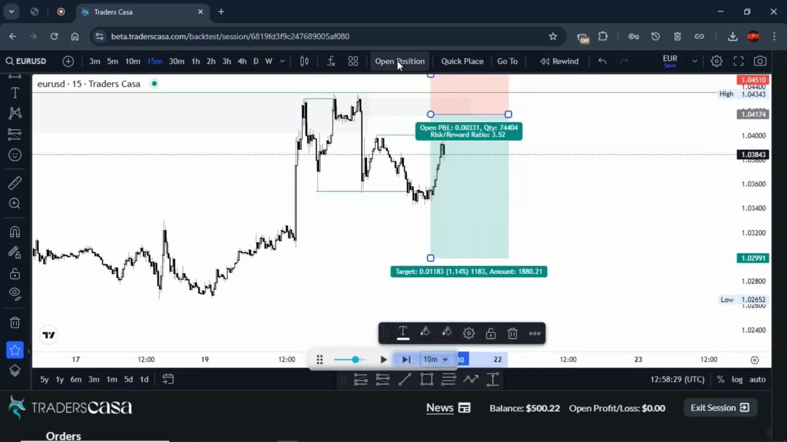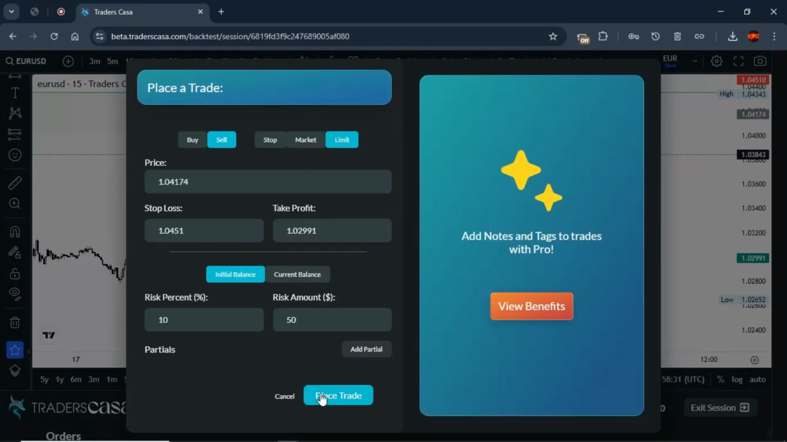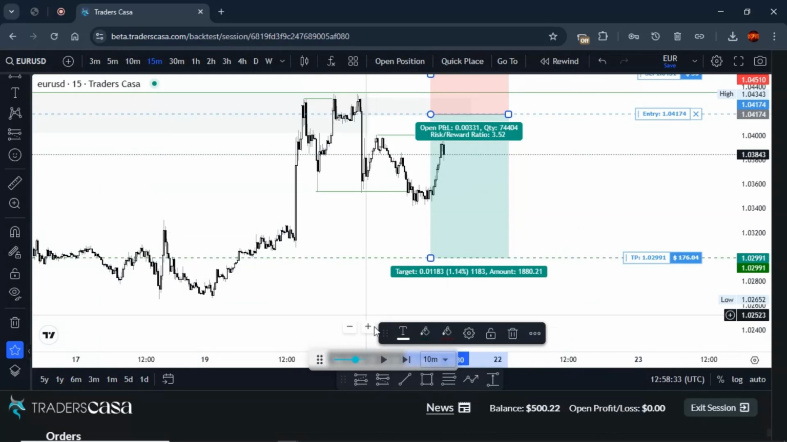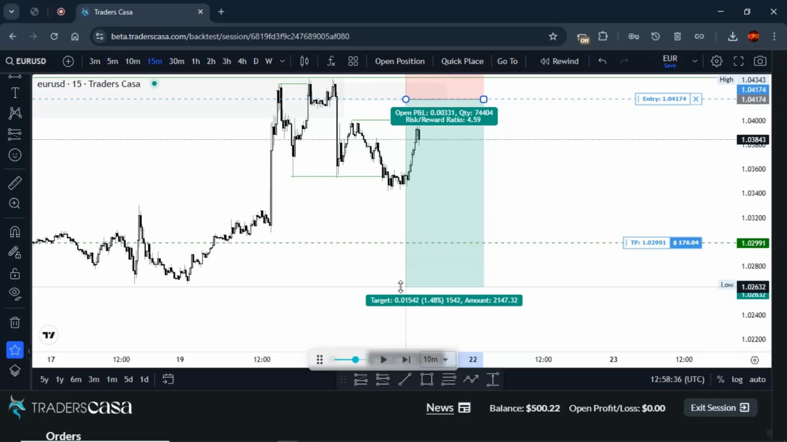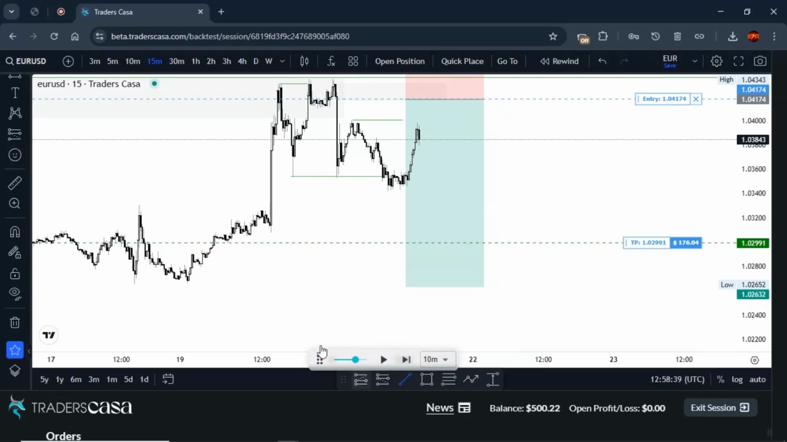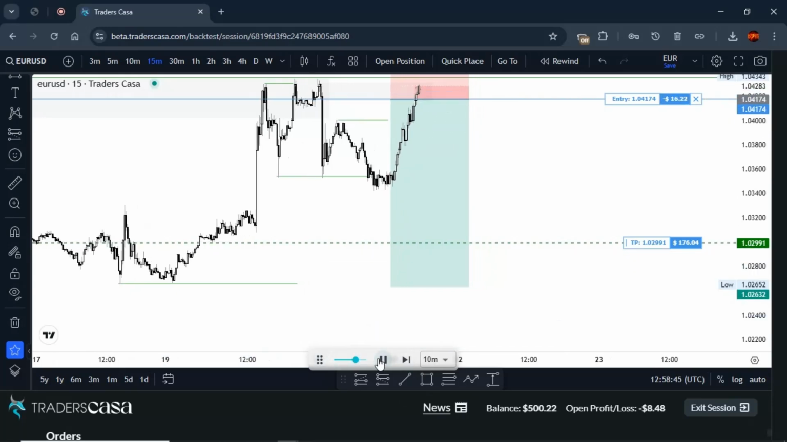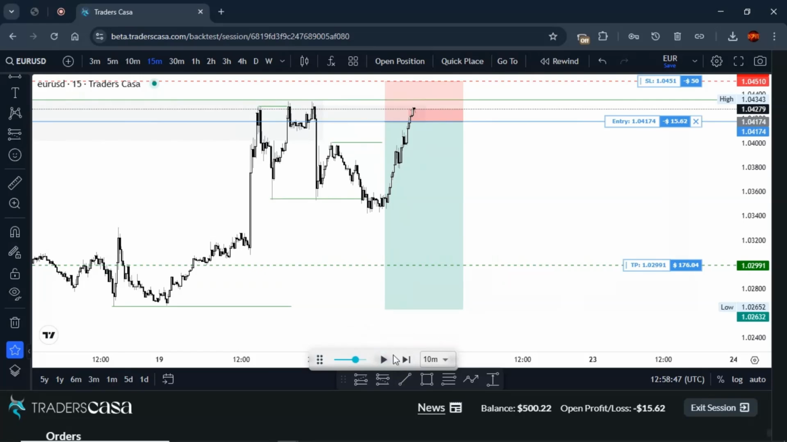Okay, we've not actually placed ourselves. So let's open our sell position, risking $50 on the 5 hour. Let's target this low, right? Let's target this low. Okay, so let's see what price does. So we've come into our POI.